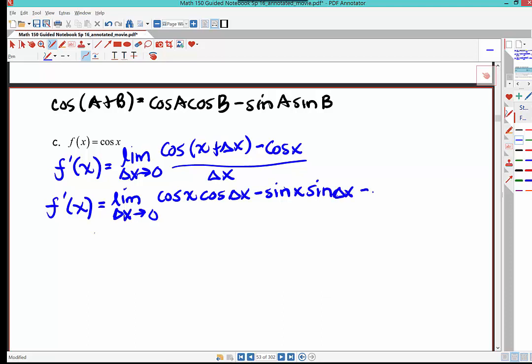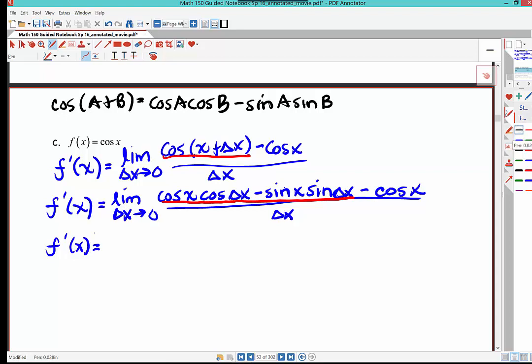And then we still have this minus cosine at x hanging out, and that's all over delta x. Okay, so this guy here is equivalent to all of this. Groovy? Awesome. So, continuing, this is where we're going to need some other cool math stuff.